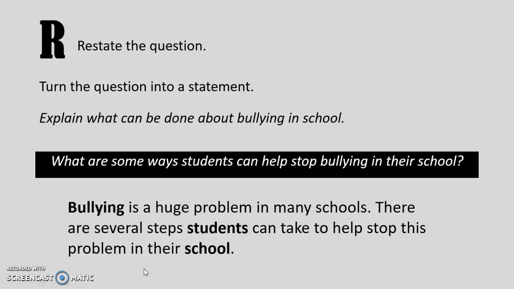So, when we restate the question, that's letter R, we're turning the question into a statement. So here's the topic. Explain what can be done about bullying in school. The question was, what are some ways students can stop bullying in their school? And I might restate that by saying bullying is a huge problem in many schools. There are several steps students can take to help stop this problem in their school. And in that sense, I'm taking the question and I'm restating it.